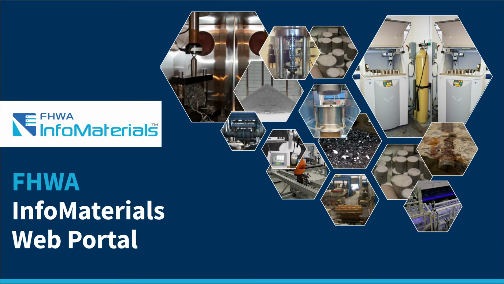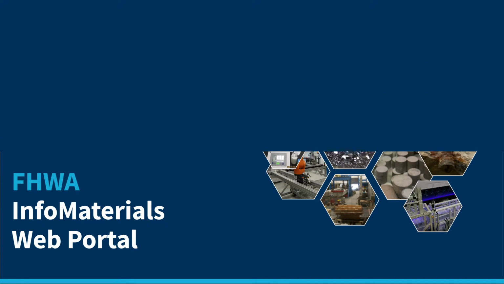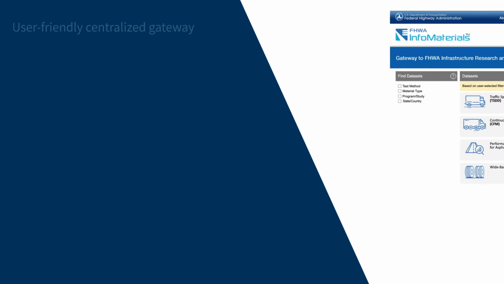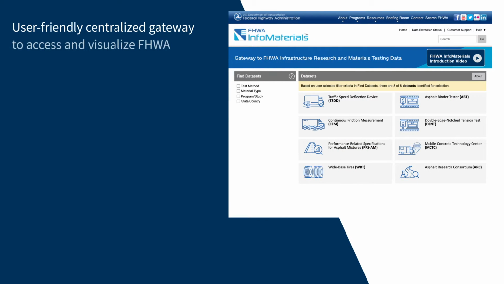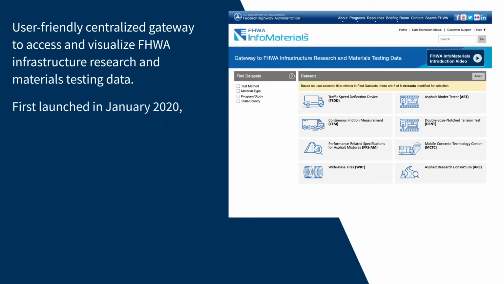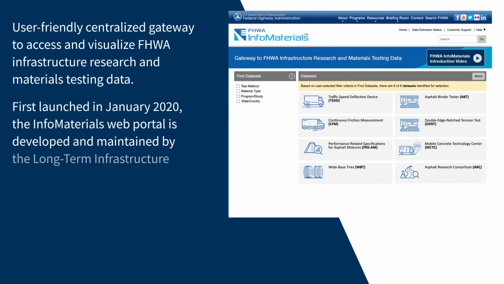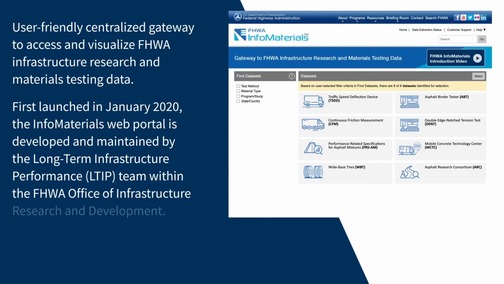Welcome to this introduction to the Federal Highway Administration's FHWA InfoMaterials Web Portal. InfoMaterials is a user-friendly centralized gateway to access and visualize FHWA infrastructure research and materials testing data. First launched in January 2020, the InfoMaterials Web Portal is developed and maintained by the Long-Term Infrastructure Performance (LTIP) team within the FHWA Office of Infrastructure Research and Development.